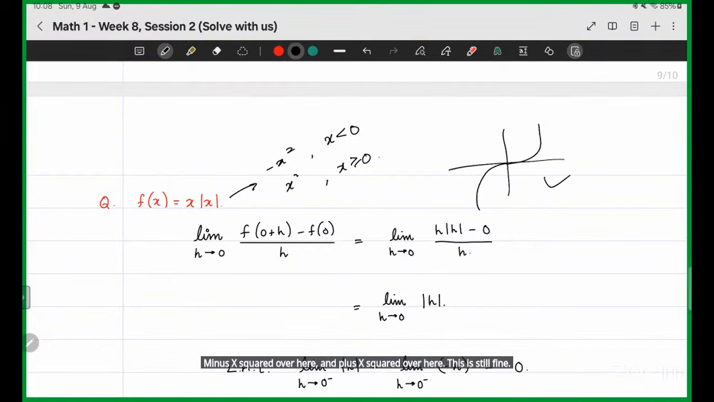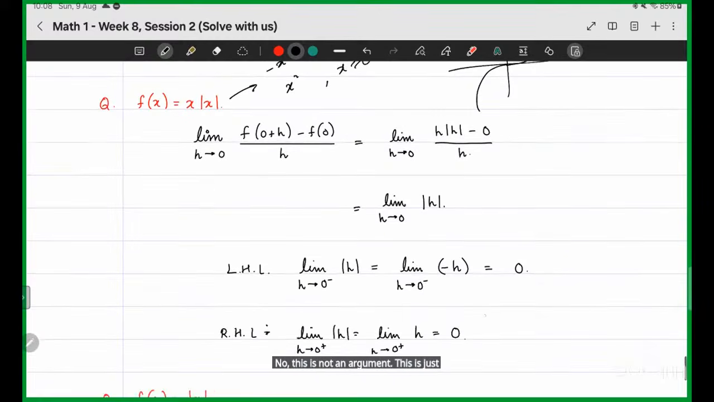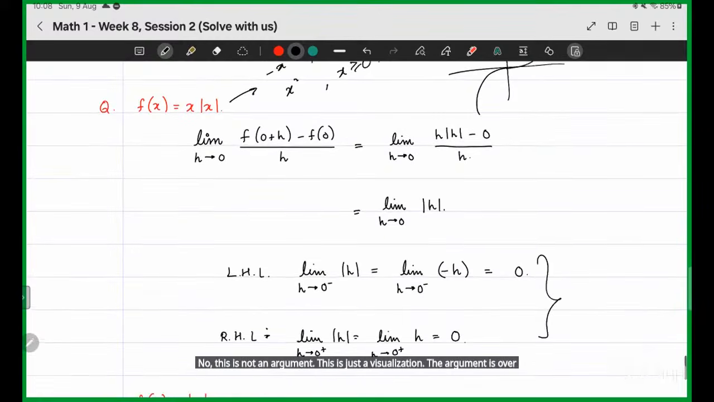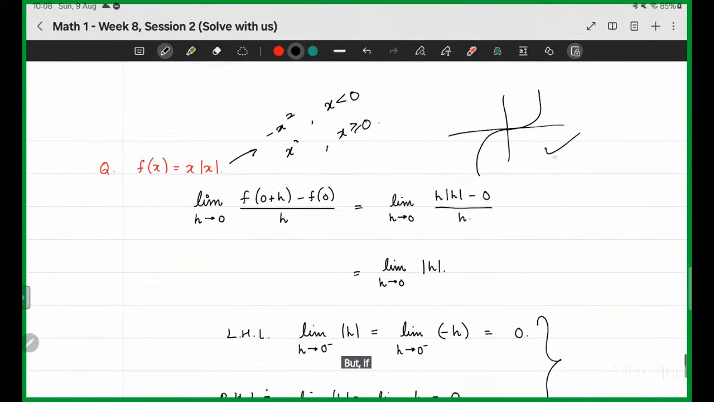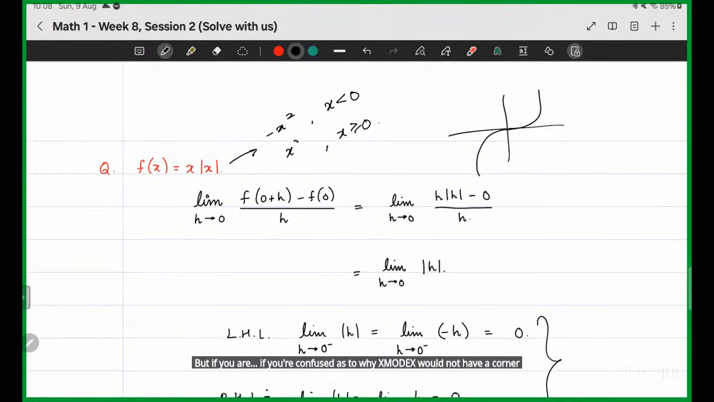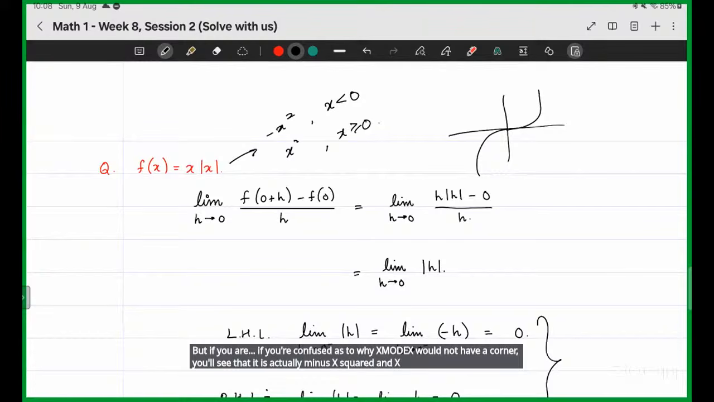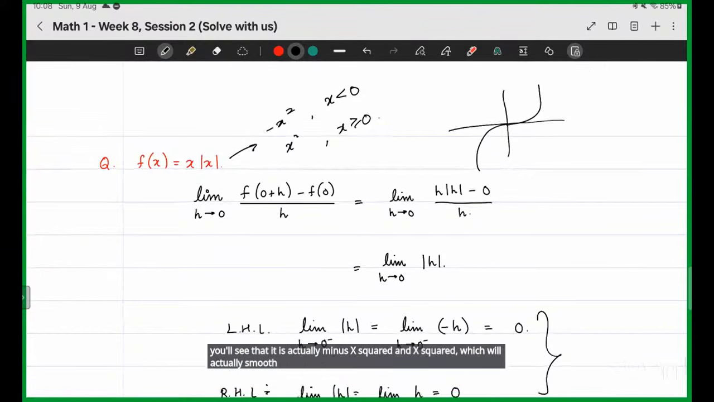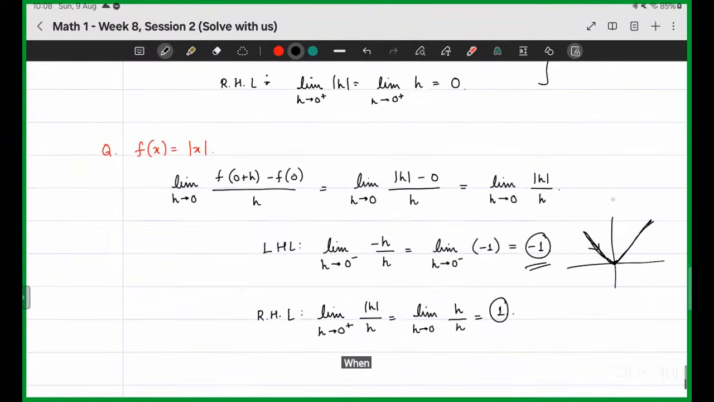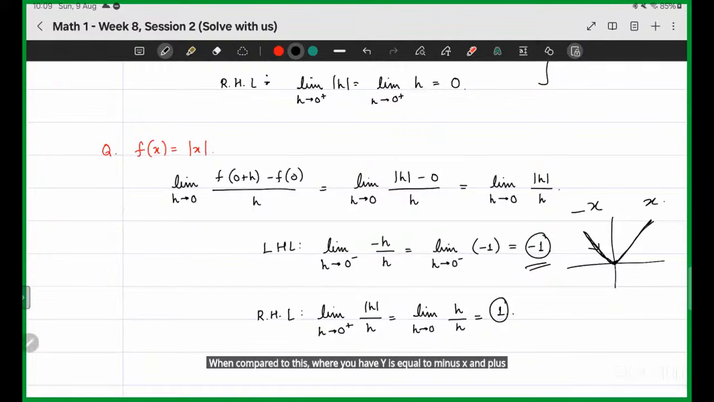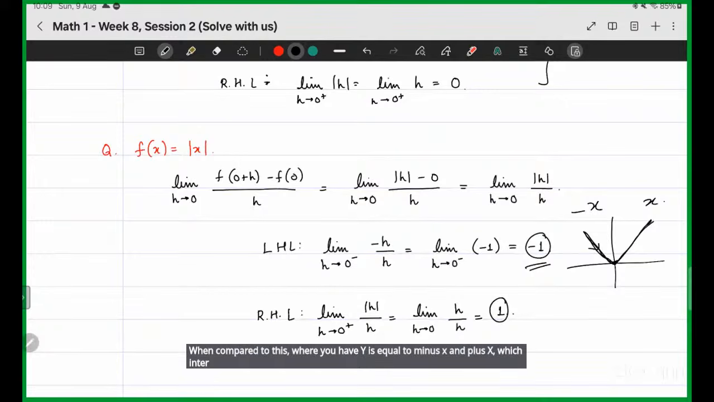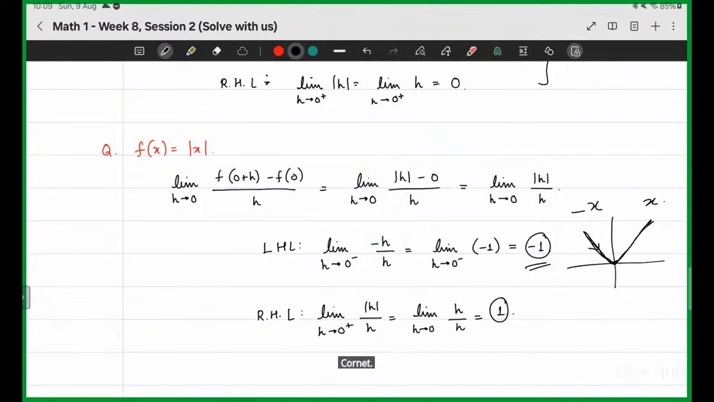Now, this is not an argument. This is just a visualization. The argument is over here. But if you're confused as to why x mod x would not have a corner, you'll see that it is actually -x square and x square, which will smoothly intersect. When compared to this, where you have y is equal to -x and plus x, which intersect in a corner.